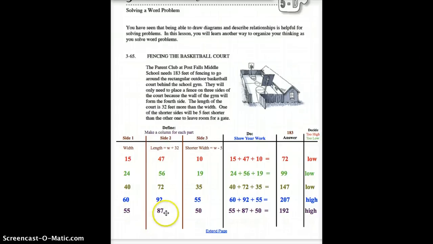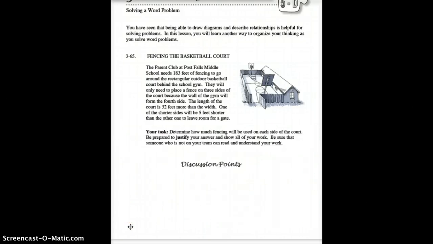55. 55 plus 32 is 87. 55 minus 5 is 50. When I add those up, I get to 192. Ooh, I'm getting much closer now. I see the page comes to an end, so I bet my next guess will be pretty good.